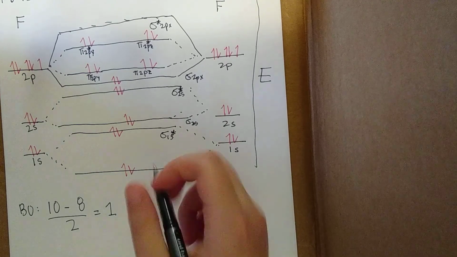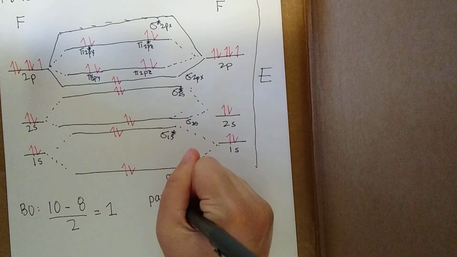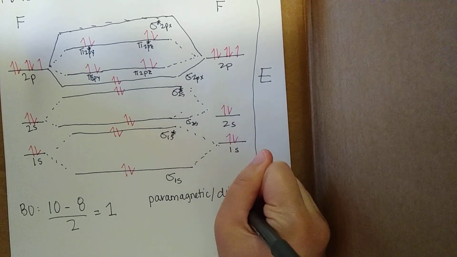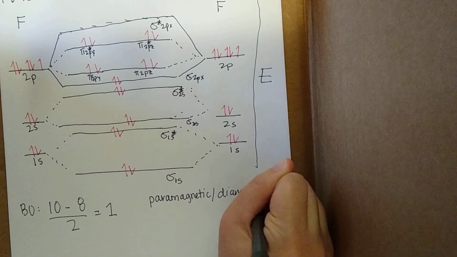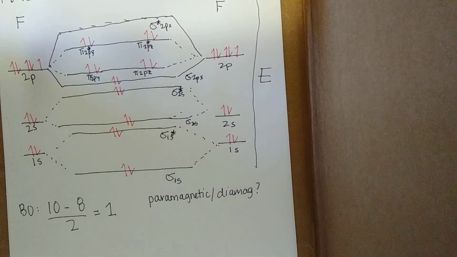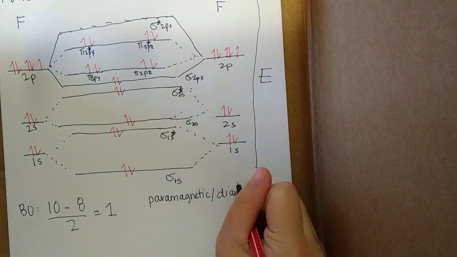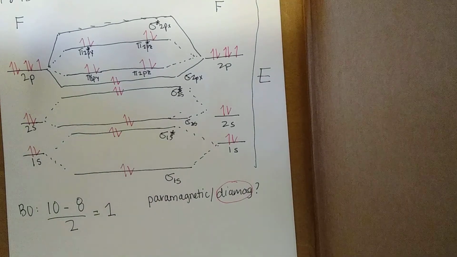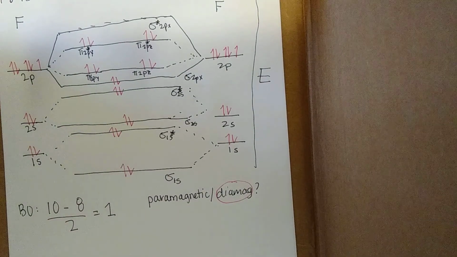What else can we look at? We can tell if this molecule is paramagnetic or diamagnetic. Once again, this has to do with whether we have paired or unpaired electrons. You can see by looking at these MOs that they're all paired. That indicates that our molecule is diamagnetic, and that means it won't interact in a magnetic field.